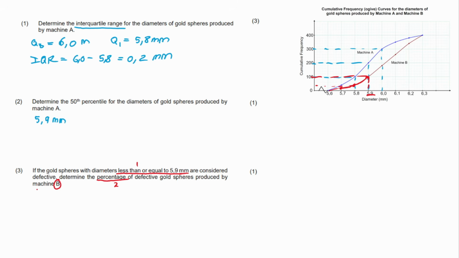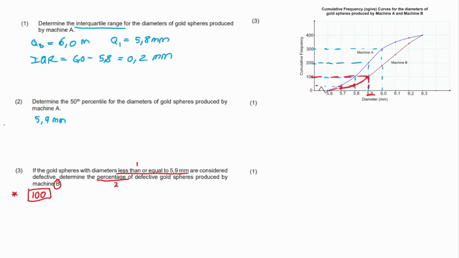Okay, so we know there's 100 gold spheres. You don't have to write this in your test. This is just, let me put a little star here, me just thinking out loud, I guess. So we know there are 100 gold spheres that have a diameter of 5,9 millimeters or less. Okay, so that's what we just found out.